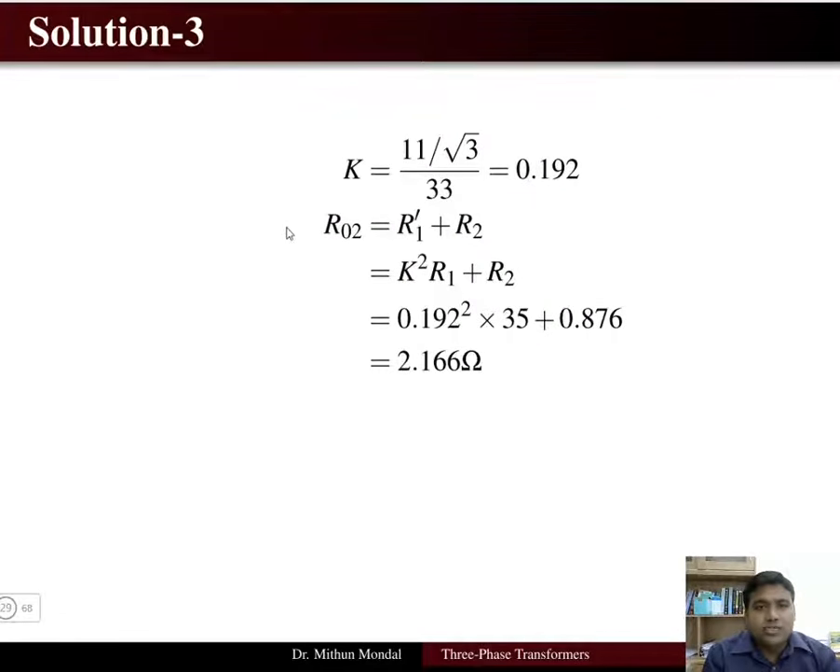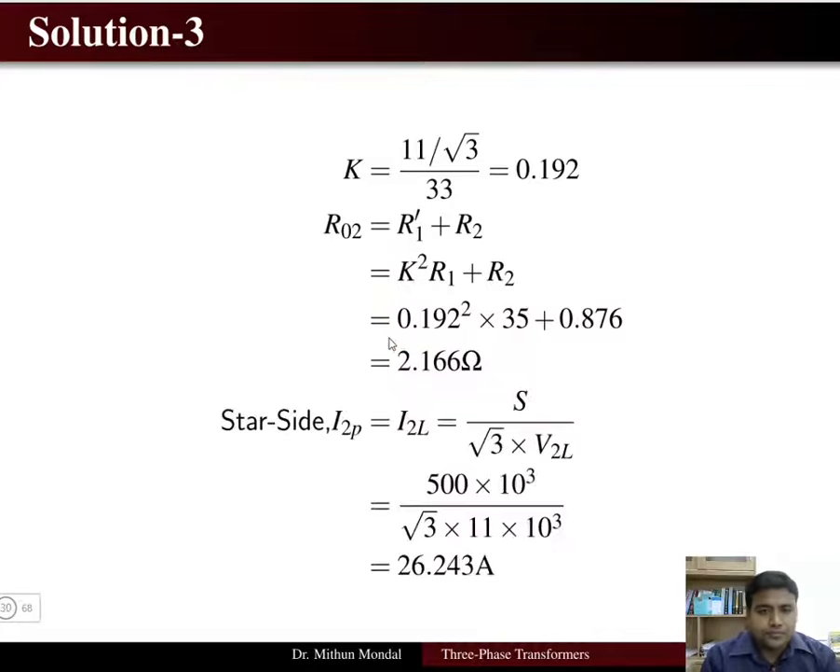Then we will transfer all the parameters to the secondary side, R02. So R02 will keep R2 as constant, and we have to find the parameter R1 taken on the secondary side. That is equal to K square R1, where K is the transformation ratio, R1 is given to be 35 ohms and R2 is given to be 0.876 ohms. On substituting we get 2.166 ohms.